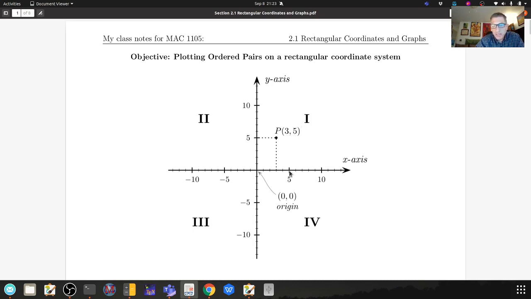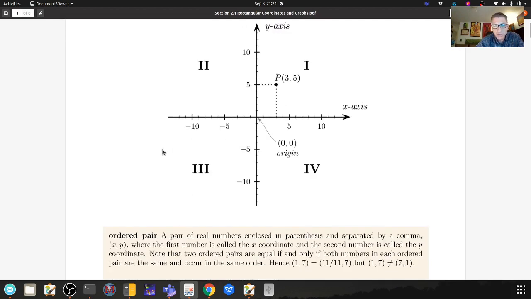But the point here, (5, 0), is straddling quadrants 1 and 4, and we don't say it lies in a quadrant, we say it lies on the x-axis. So points are either in quadrant 1, 2, 3, or 4. They lie on the x-axis, or they lie on the y-axis, or they lie on both, and there's only one point for which this is true, and that's the origin at (0, 0).